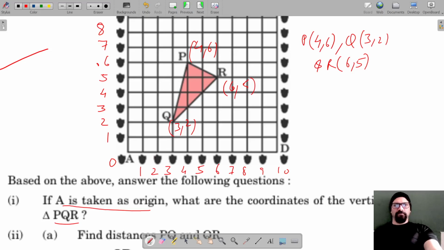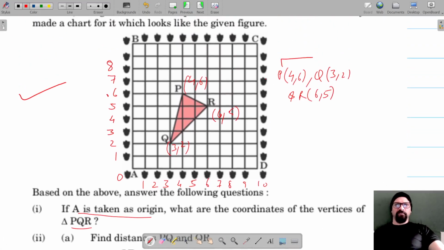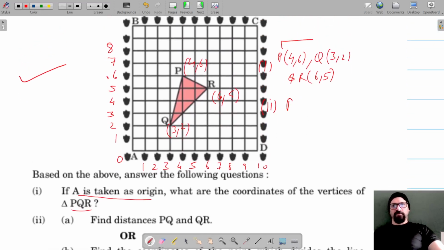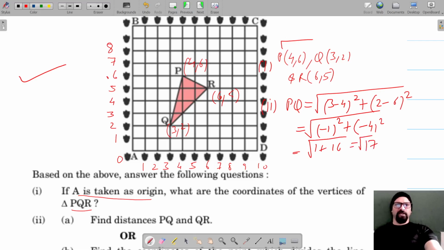Okay, now for the next question, we have to find the distance PQ and QR. So this was for part one. For the second part, we have to find the distance PQ. So PQ is equal to under root of (3 minus 4) the whole square plus (2 minus 6) the whole square, which is equal to under root of (minus 1) the whole square plus (minus 4) the whole square. So this is 1 plus 16, which is equal to under root 17. So PQ is under root 17.